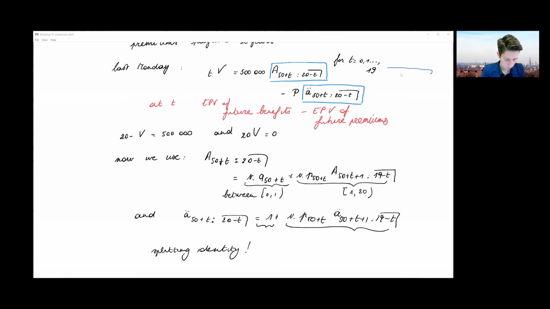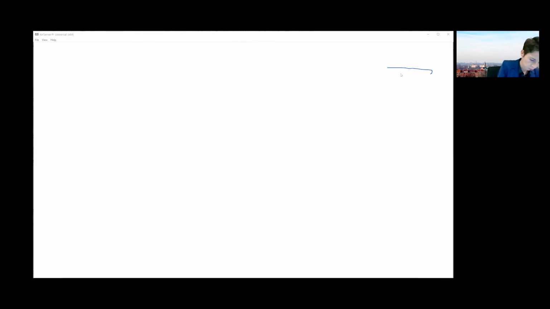So what we now want to do is plug these expressions into the general expression that we have for our policy value over here. We're going to plug it in and see what kind of recursion we're then able to deduce. So that gives me that the TV is the sum insured, in this case the 500,000 euro, times V times q_{50+t}, plus V times p_{50+t}, and then you've got the EPV of an endowment issued to a 50+t+1-year-old with a remaining duration of 19 minus t years.